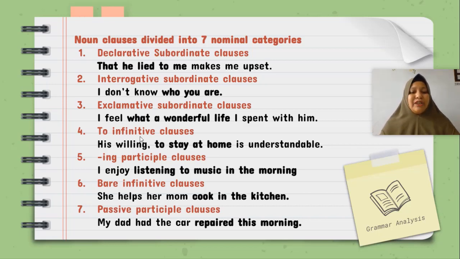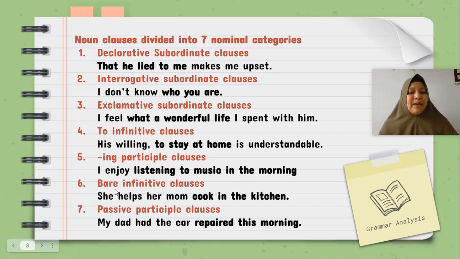And then number 4, infinitive clauses. For example, he's willing to stay at home is understandable. The noun clause is to stay at home, to infinitive. And the next is participle clauses, or we can say present participle clauses. I enjoy listening to music in the morning. Okay, the noun clause is listening to music in the morning because this is an -ing participle, or present participle.